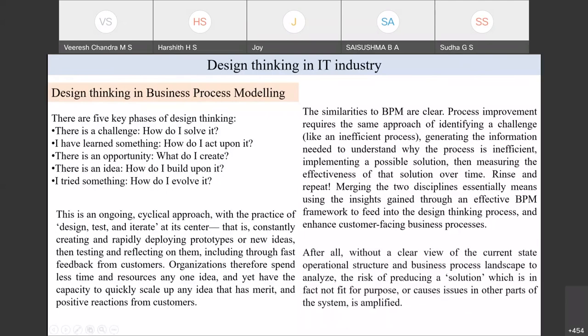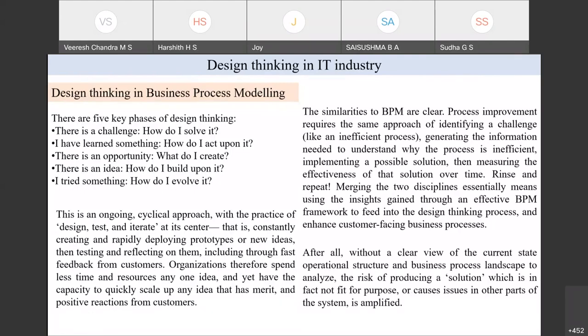That's why, after all, without a clear view of the current state, operational structure and business process landscape to analyze, there is a risk of producing a solution which is in fact not fit for purpose. So when we do not know exactly what the current state of the operational structure or business process is.